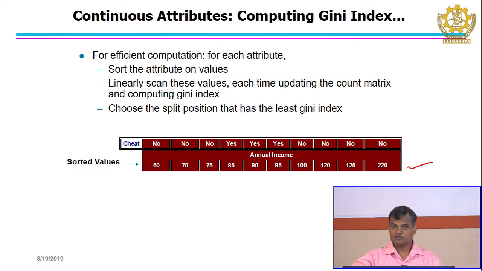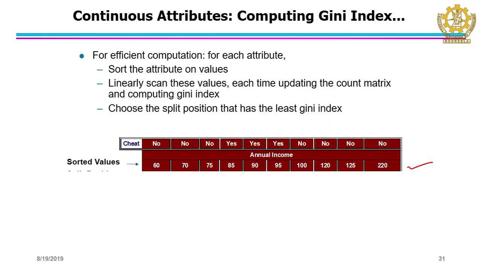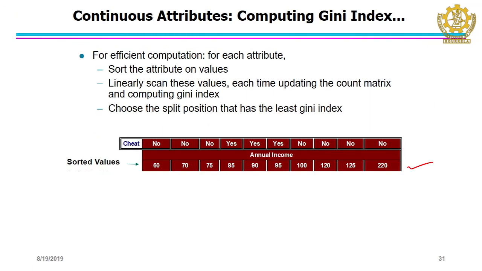As you go back here, 60, where is 60? 60 is here, and the class level is no. Similarly, 70, what is the class level? You go back here, 70, where is 70? 70 class level is no. So you note down each individual class level and arrange them with annual income in increasing order. Now, for each split we will start counting how many objects belong to which class.